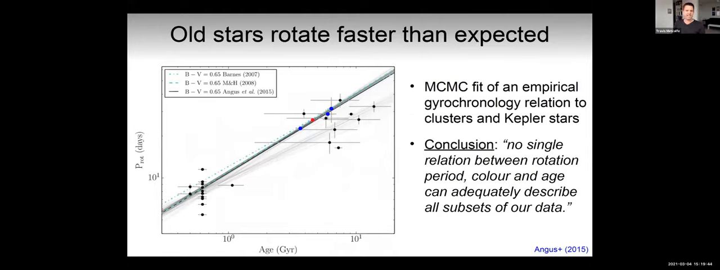When asteroseismic ages first started to become available from Kepler for field stars that were older than the sun, Ruth Angus and collaborators were the first to notice something unexpected. They were trying to fit empirical gyrochronology relations to both young clusters and old field stars, anchored using the sun, which is the red point in this diagram. What they found was that the Kepler field stars didn't seem to obey the same spin-down relations that you would assume if you anchor to young clusters and the sun. Their conclusion in the paper was that no single relation between rotation period, color, and age can adequately describe all the subsets of the data. In other words, they found different relations for different subgroups of the data.